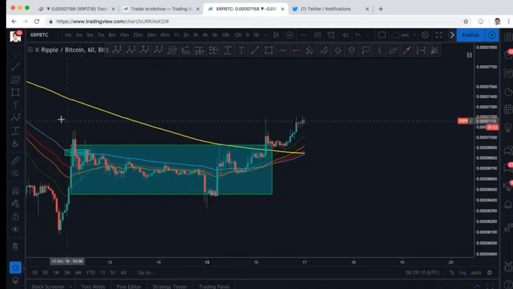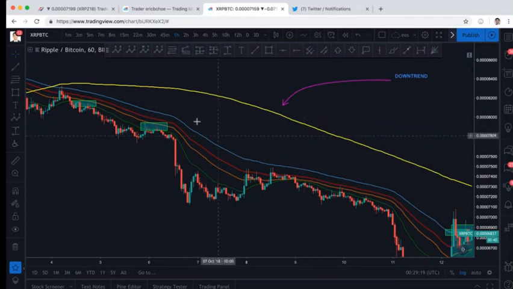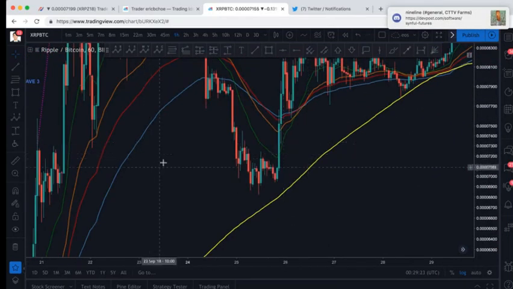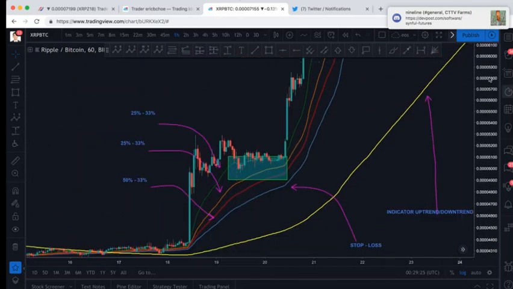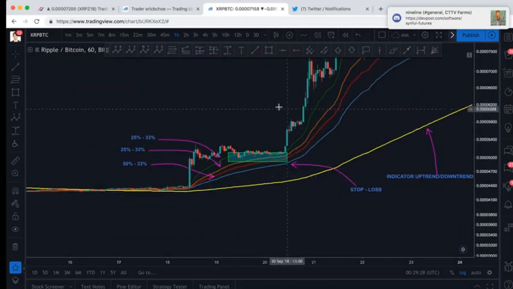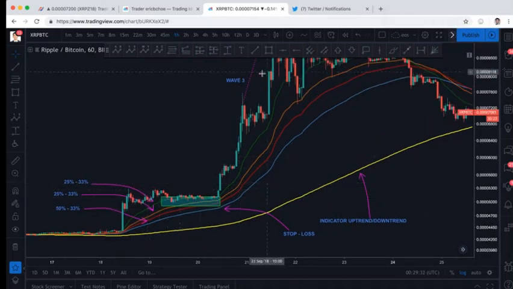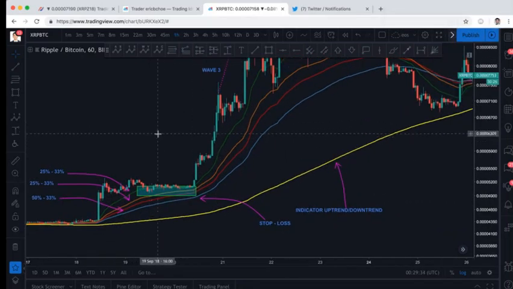Okay, so use my strategy, guys. Very simple, very effective, and very profitable. So remember, you want to make sure you are identifying strong trends. Okay. But that's it.